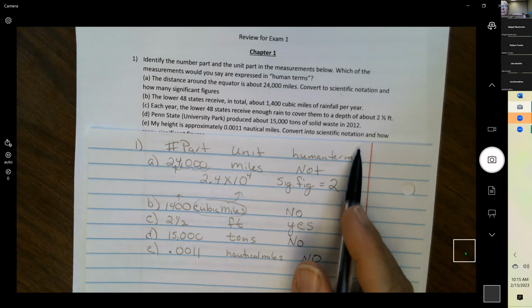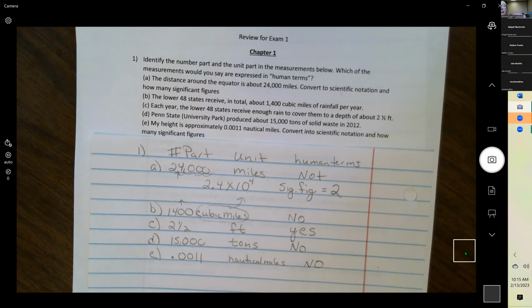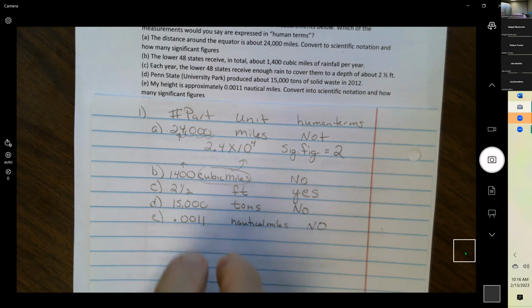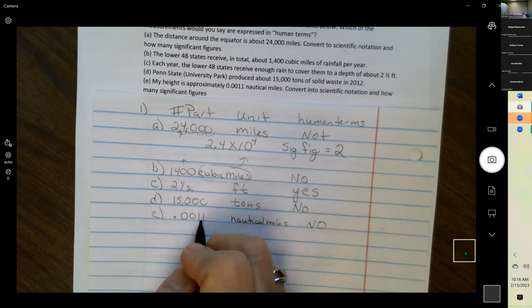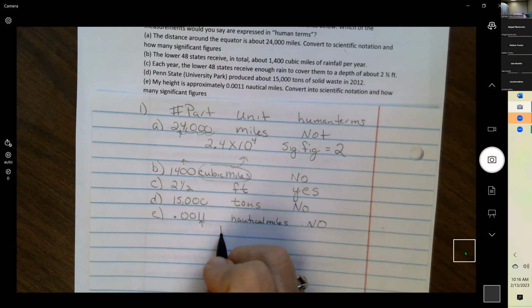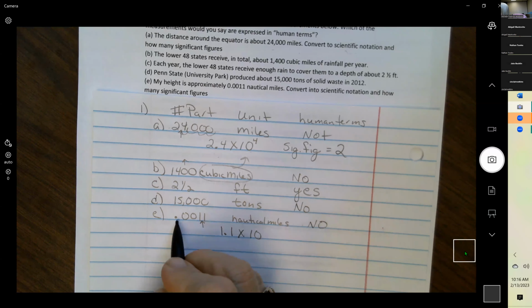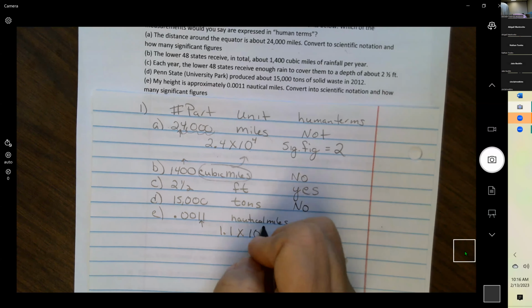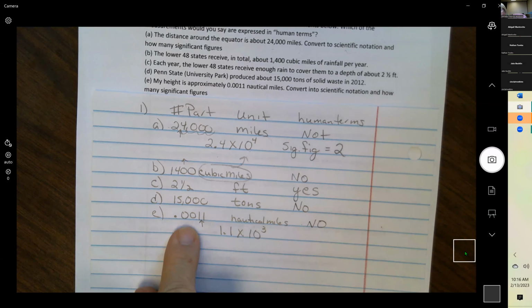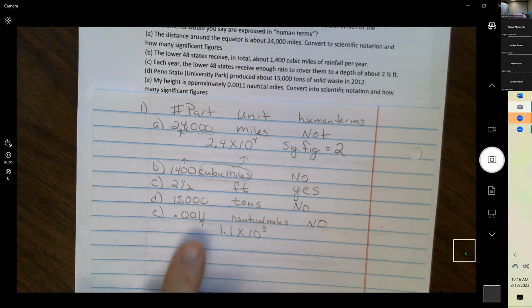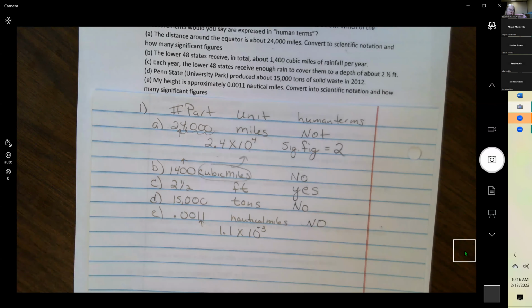Convert it to scientific notation. And how many significant figures? Again, we need to write a number between 1 and 10. So that means we're moving our decimal here. 1.1 times 10. 1, 2, 3. We need to move 3 decimal places. And this number is going to get smaller, so it needs to be a -3. Any questions on that?